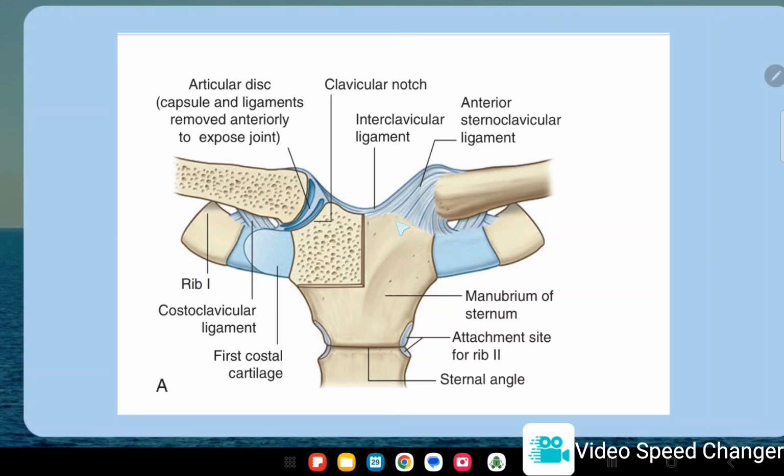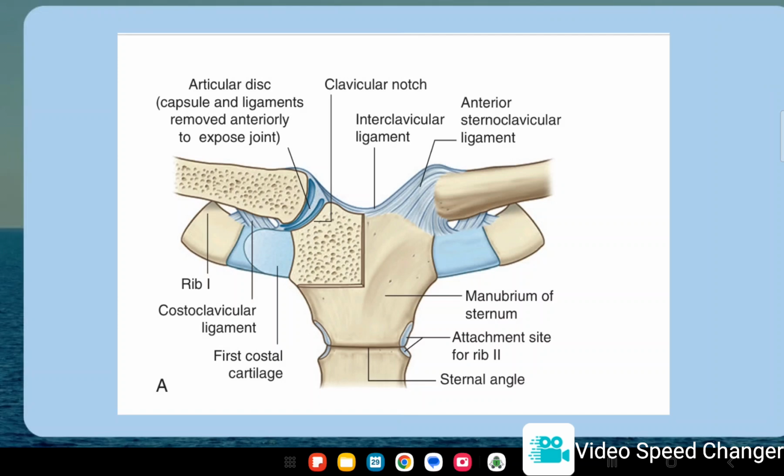So the sternoclavicular joint has the anterior sternoclavicular ligament and the posterior sternoclavicular ligament, and the whole lot will be covered by the joint capsule, right? And you can see this is the articular disc. Capsule and ligaments are removed to expose the joint. You can see this is the joint articular disc, right? Now I think all the features of the clavicle have been covered.